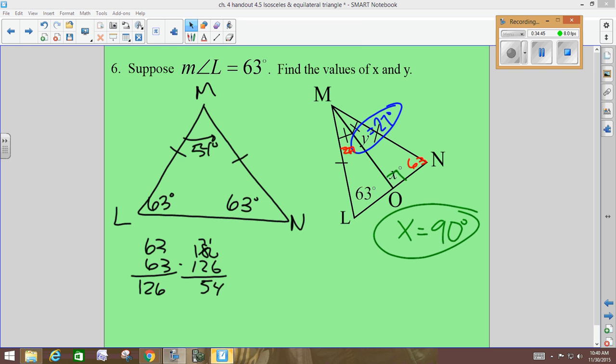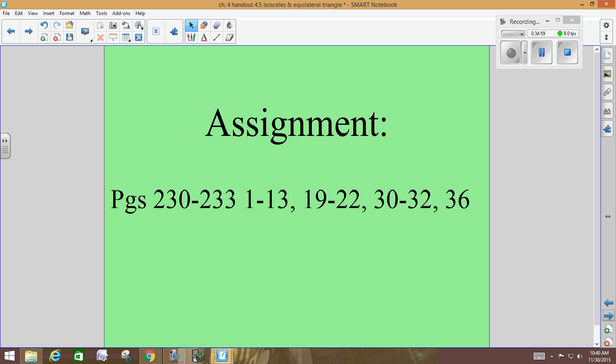y was supposed to be just the sliver. So 90 plus 63 is 153. All right. Questions? Okay, you have multiple ways that you can solve these, you guys. Triangle sum theorem, isosceles triangles, equilateral triangles, congruent triangles. Here's your homework.